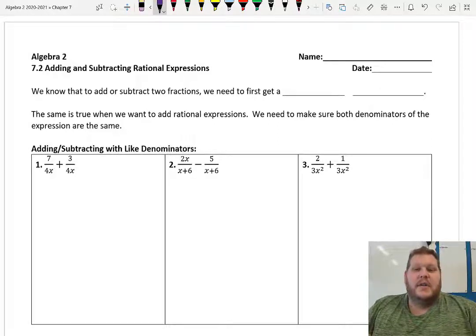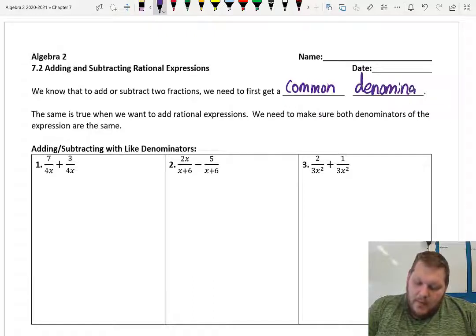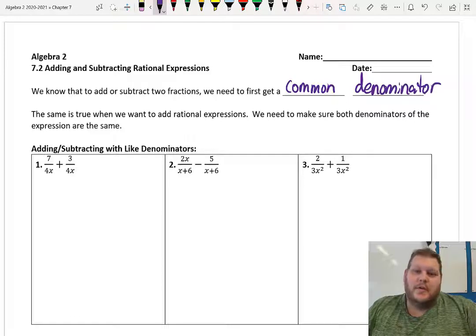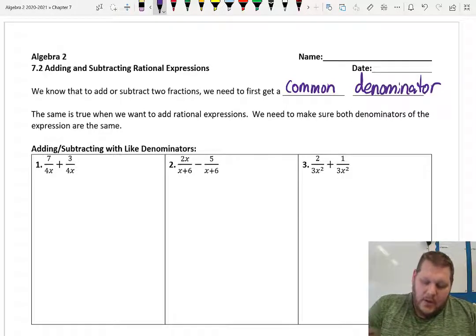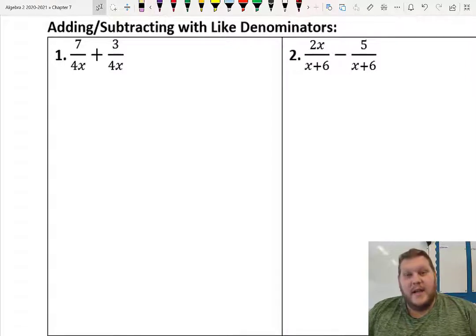Now we know when we add or subtract two fractions together, we need to get a common denominator. And that's no different for rational expressions, because just like we did in 7.1, when we multiplied or divided two rational expressions together, we followed those same rules for fractions. We'll do the same thing here. So some of these, this first box here, already have like denominators.